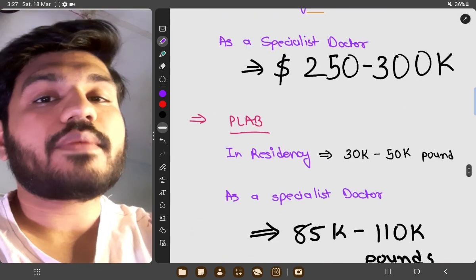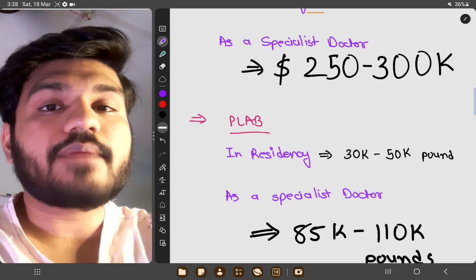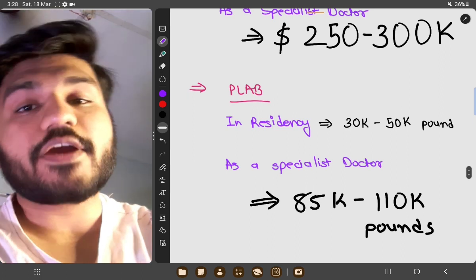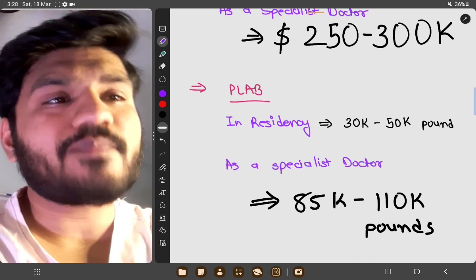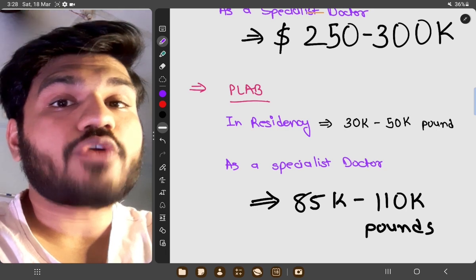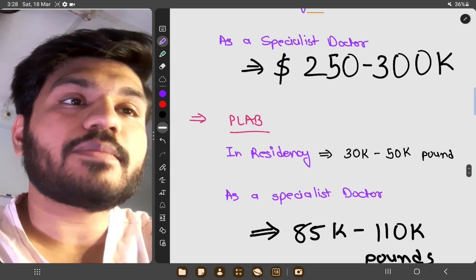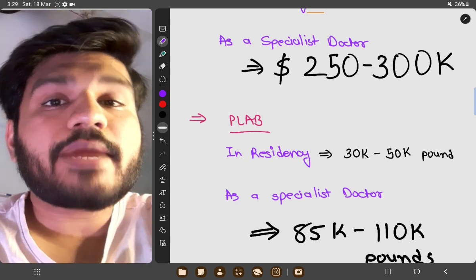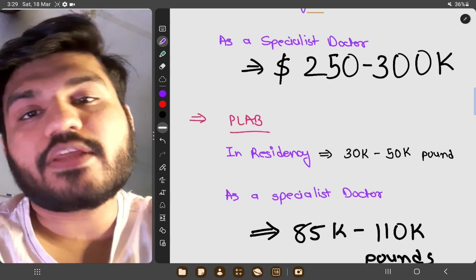With PLAB, in residency, the average resident earns about £30,000 to £50,000. So it is kind of the same as USMLE. But a specialist doctor earns only about £85,000 to £110,000. That is not so big a hike from £30,000 to £50,000, and this is really less salary for a doctor in the UK. And they are right now protesting for salary too, I guess. So you can decide from these two numbers, cost and salary, which pathway you want to go. I know this number doesn't matter for a certain person, but for some people it is really important whether they want to go to the US or the UK.